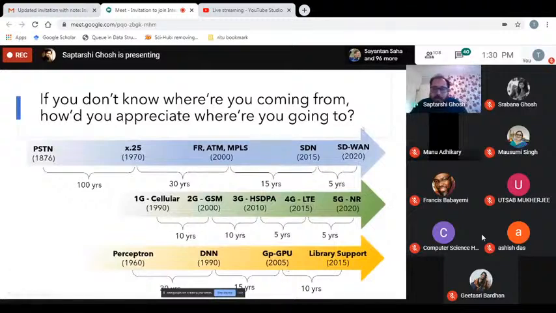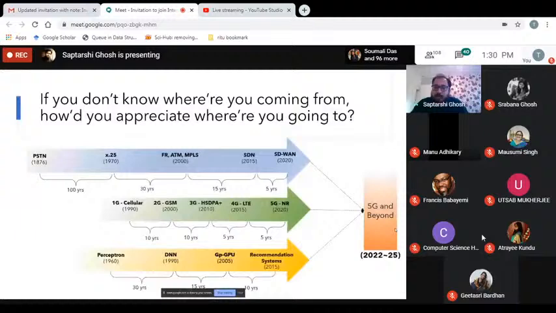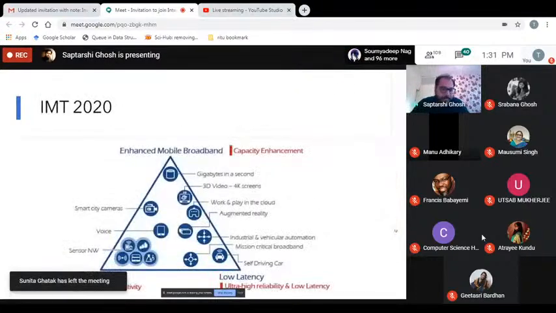We have software-defined networks on the backhaul side. The 5G new radio standard is waiting on the front side, and the deep learning libraries are there for the programmers. Now what? Now these things are going to converge in the next 2 to 5 years, and that is what we refer to as 5G and beyond. Now, how are these things getting together? Let me discuss here.